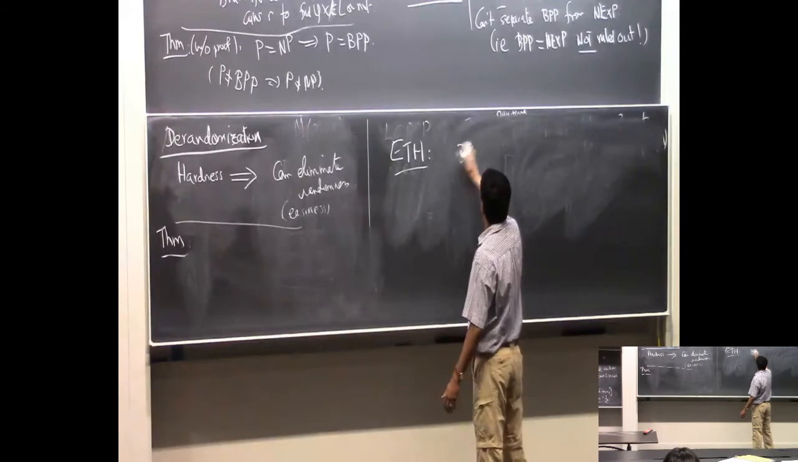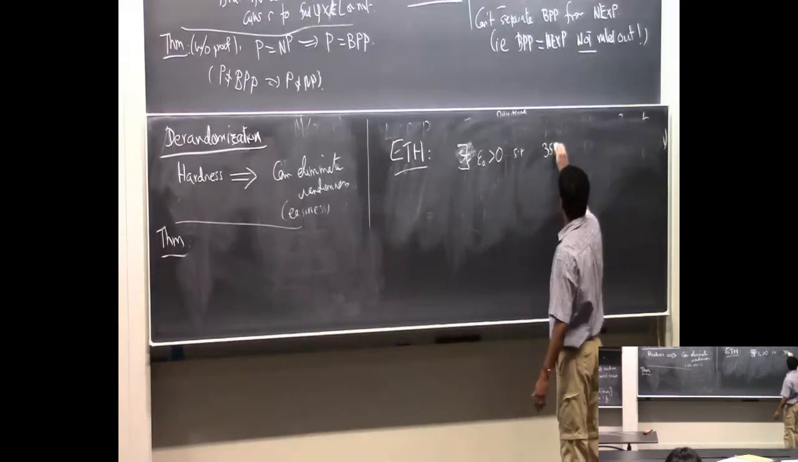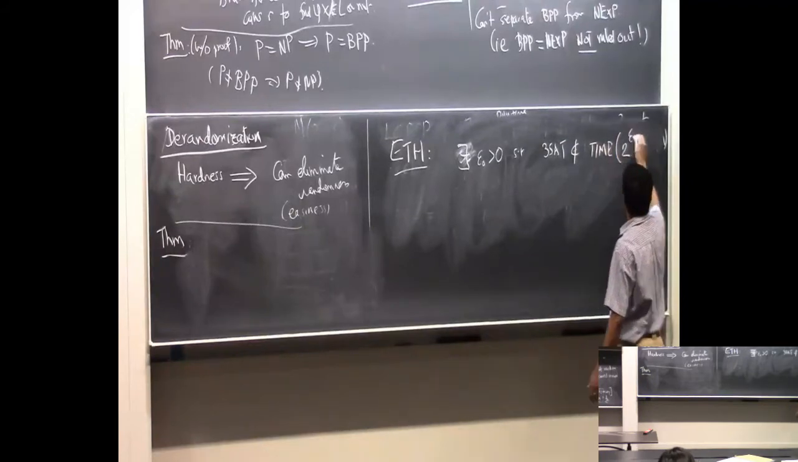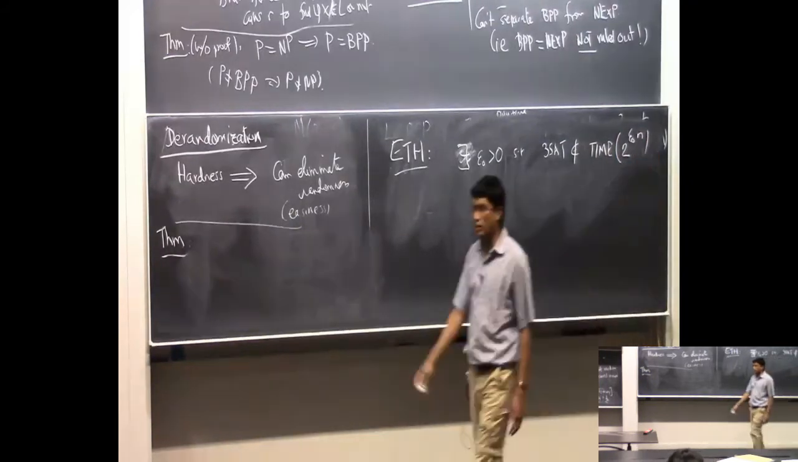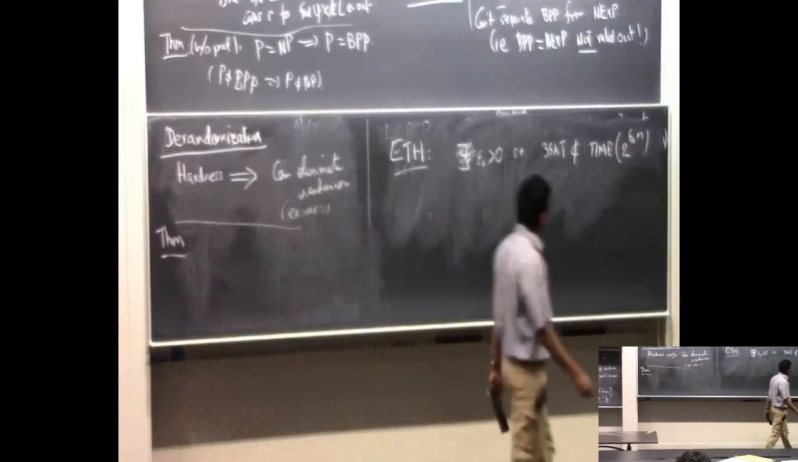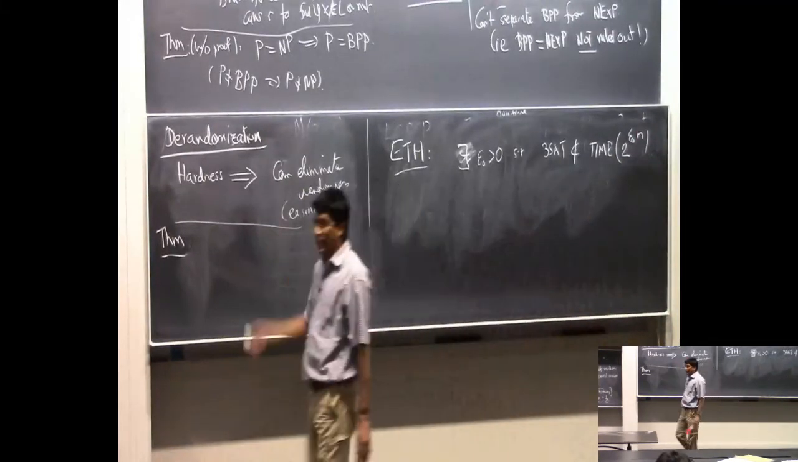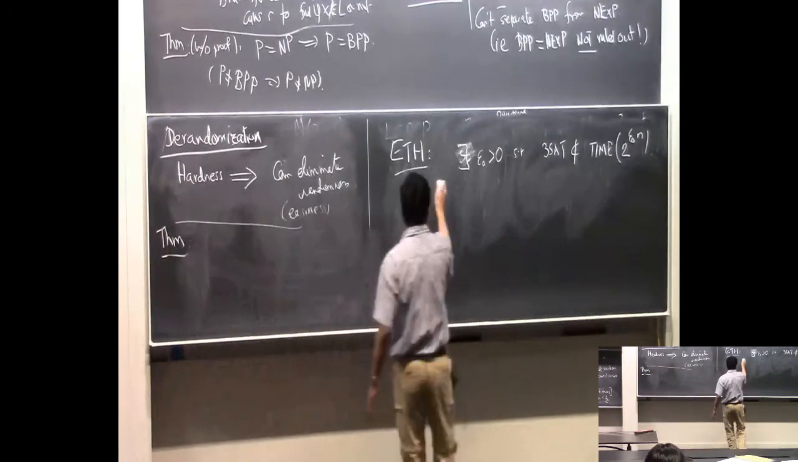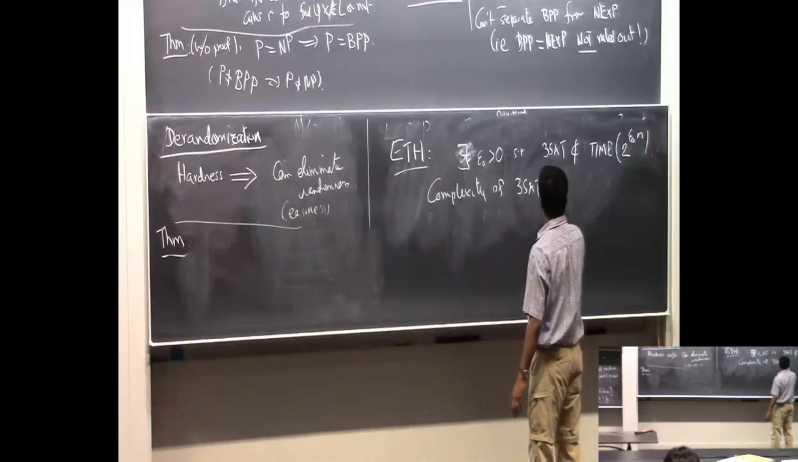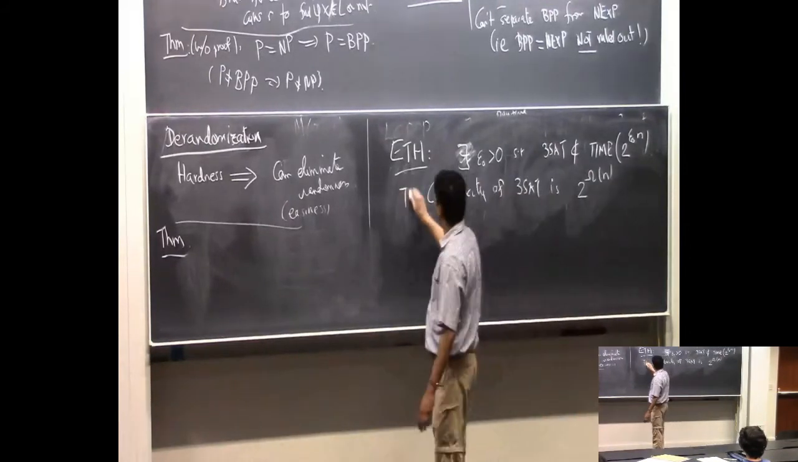there exists some epsilon naught greater than 0 such that 3SAT is not in time 2 to the epsilon naught n. Not only is it not in polynomial time, it's not in time, say, 2 to the n over 1000. Let's say that's the ETH. So basically, the true time complexity of 3SAT is not only not polynomial, it's really 2 to the omega n. You really need to invest 2 to the omega n.